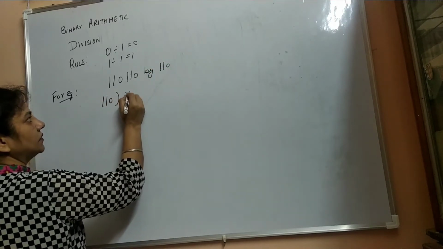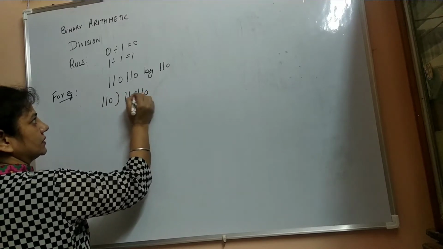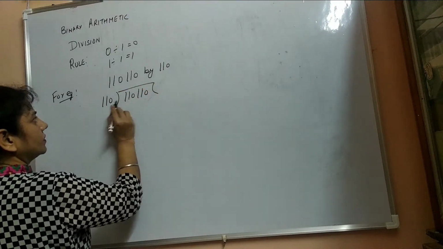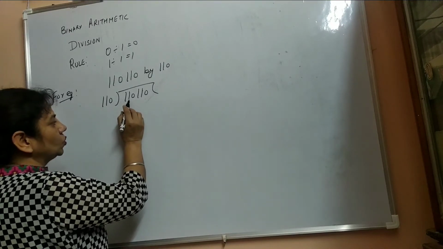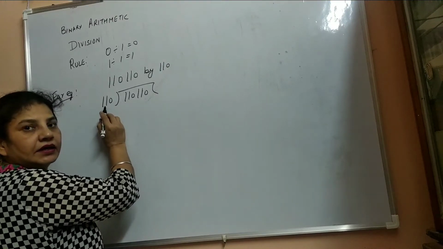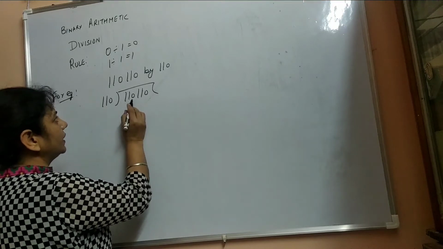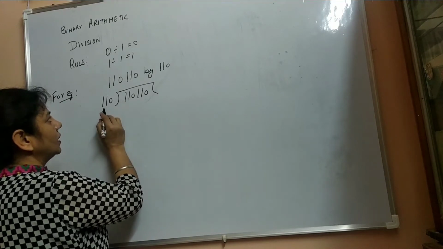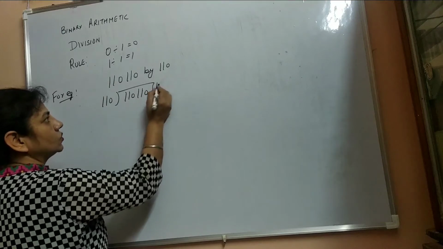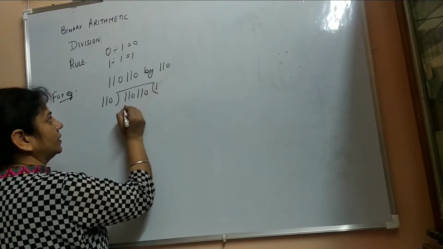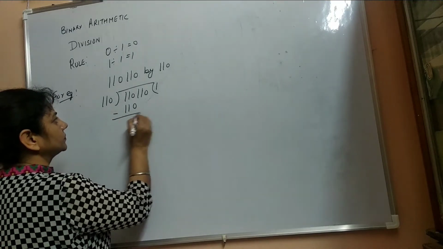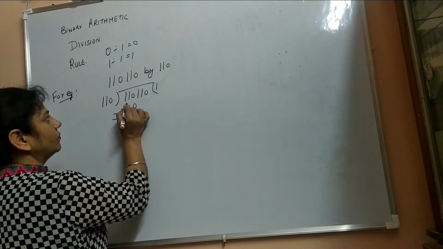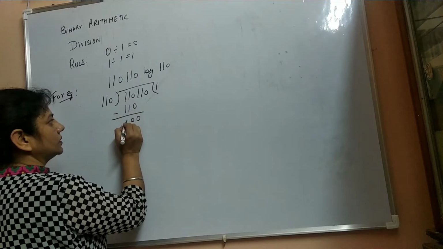It is the same as the division done in decimal. 1 is smaller than 110, so we will take 2 digits. 11 is smaller than 110, so we will take 3 digits. 110 and 110 go exactly. So I will write 1 here and write down 110. Subtract: 0 minus 0 is 0, 1 minus 1 is 0, 1 minus 1 is 0.